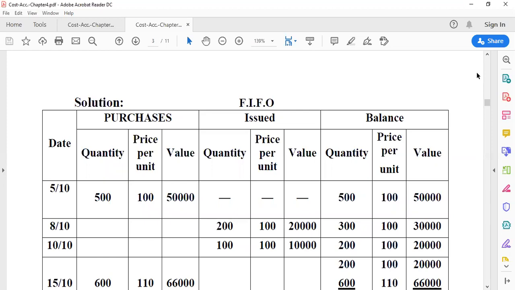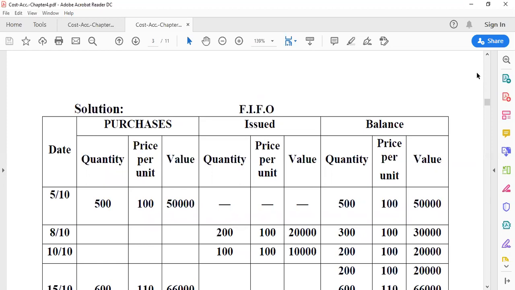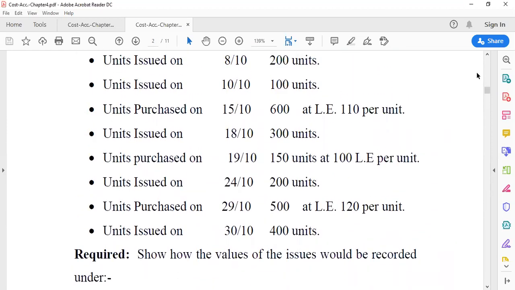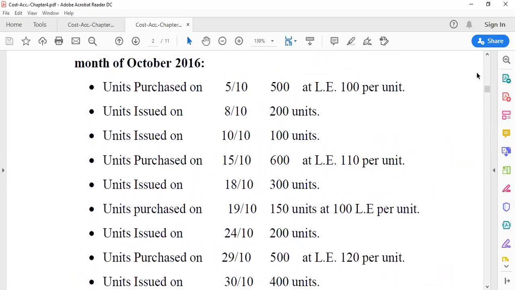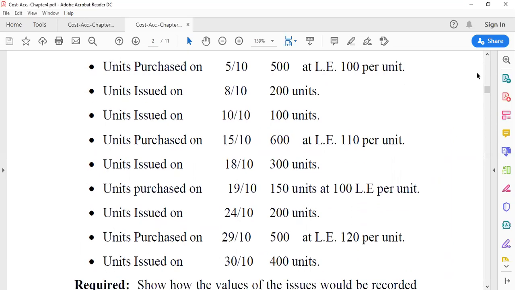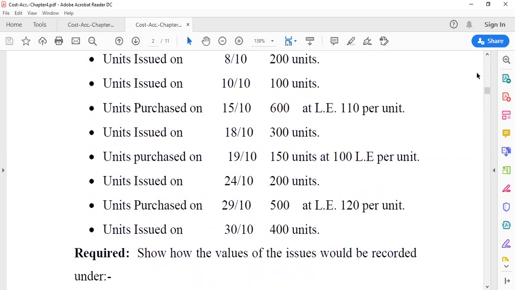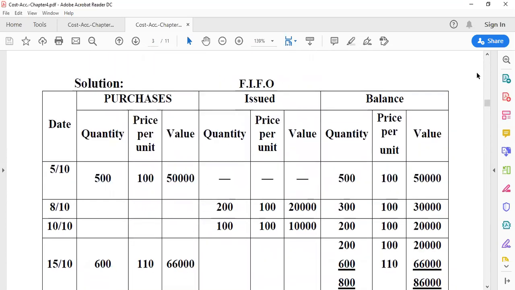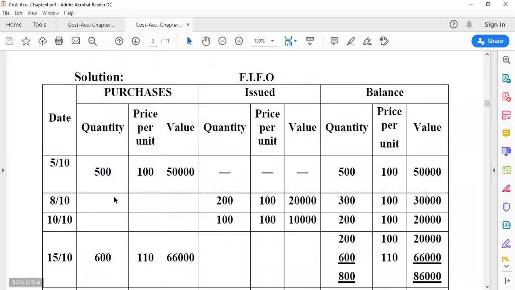Continue, Doctor. Let us go back to the example on the next date, which is the 8th of October. Sorry. What happened? There are units issued on the 8th of October, equal to 200 units. Okay, so I need to put it under the units issued. Am I right? So go back to the solution. I will not type or write anything under purchases because on this date, just issuance has happened.